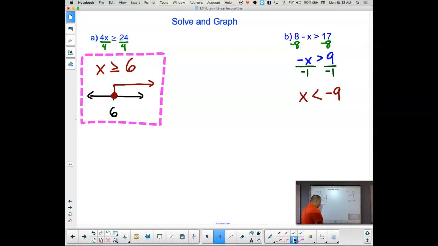Number line for that. Open circle. Whoops, tap the brakes. Wrong color. One below it. Open circle. Going to the left.